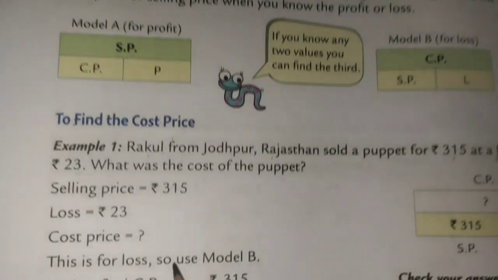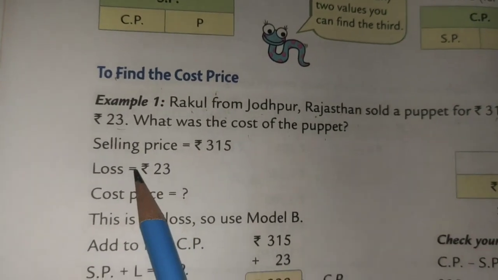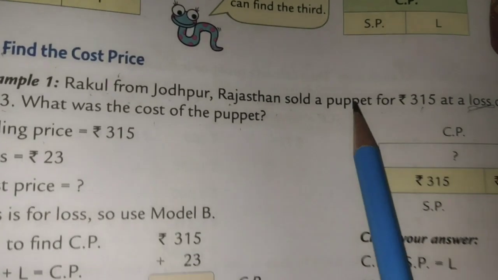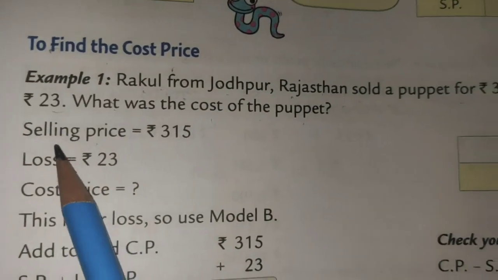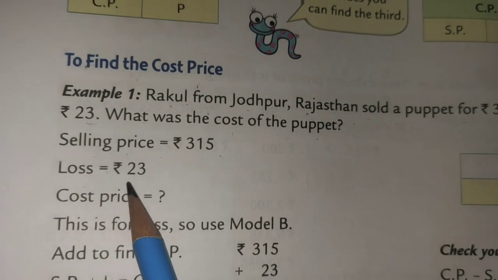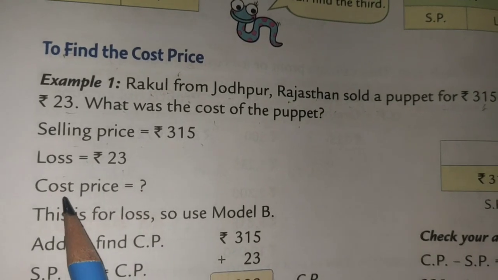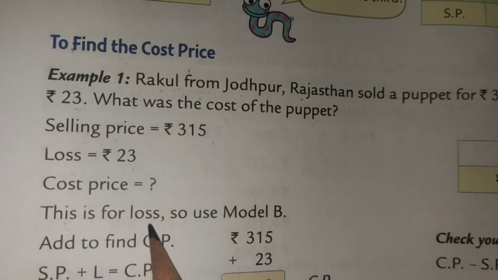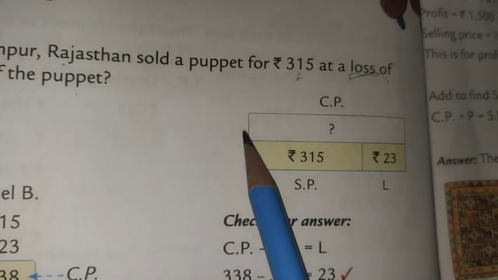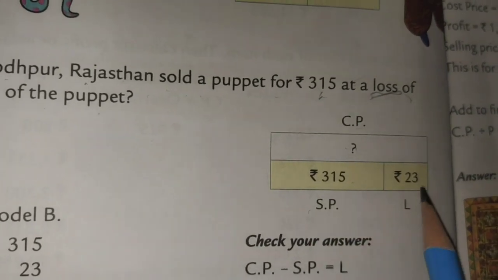So first we have to identify what is the selling price and what is the loss. Sold means selling price. So what is the selling price? It is rupees 315. And what is the loss? Rupees 23. Whenever loss is given, use model B. Cost price we don't know, we have to find it. Selling price is this and loss is this.